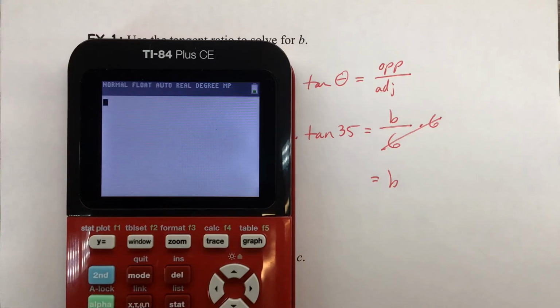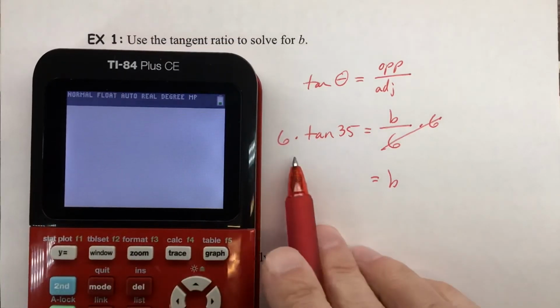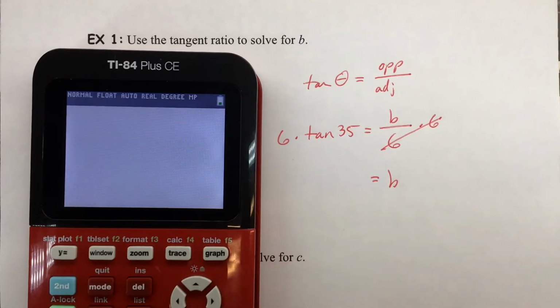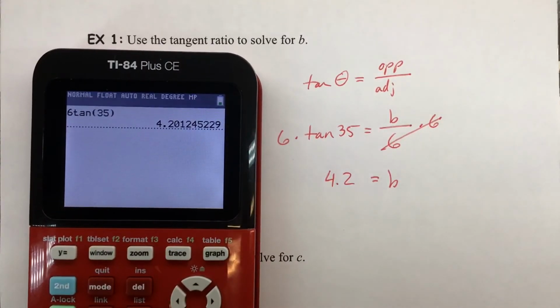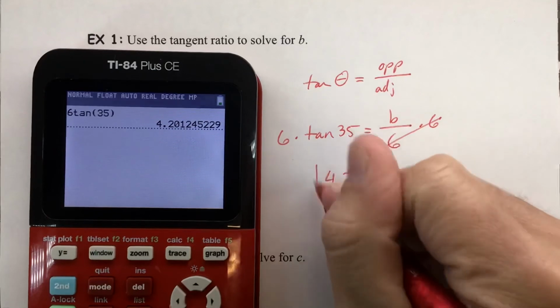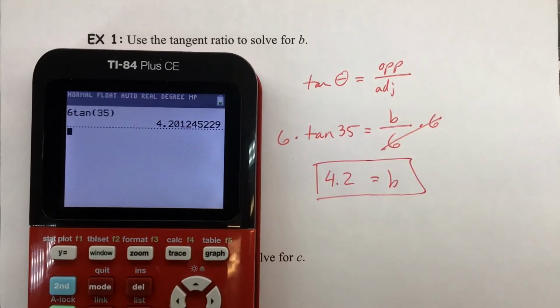All right, and all I need to do here is multiply 6 by the tangent of 35. So I can just type in 6. I actually don't even need to type multiply. Just type in tangent 35, press enter, and that's it. 4.2. We'll have to round these answers, but that looks pretty good, 4.2.